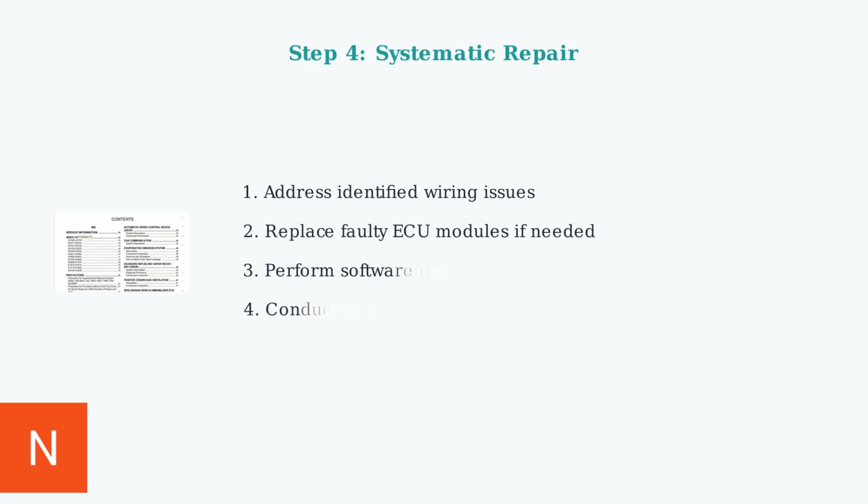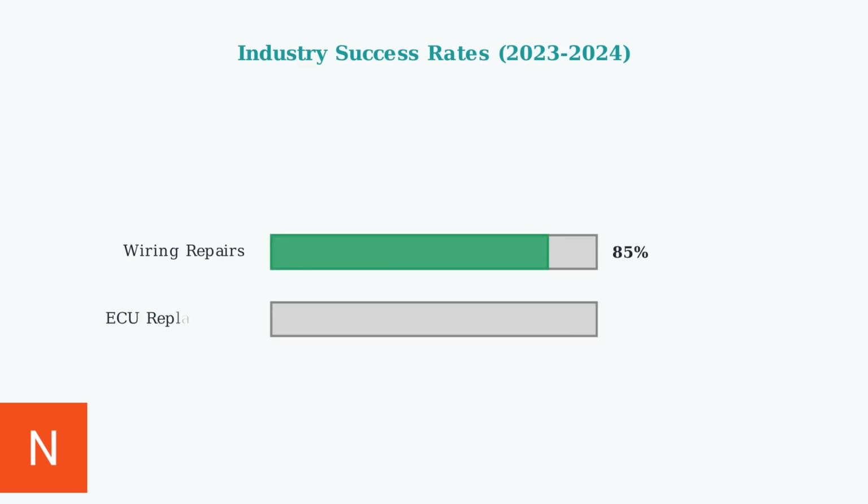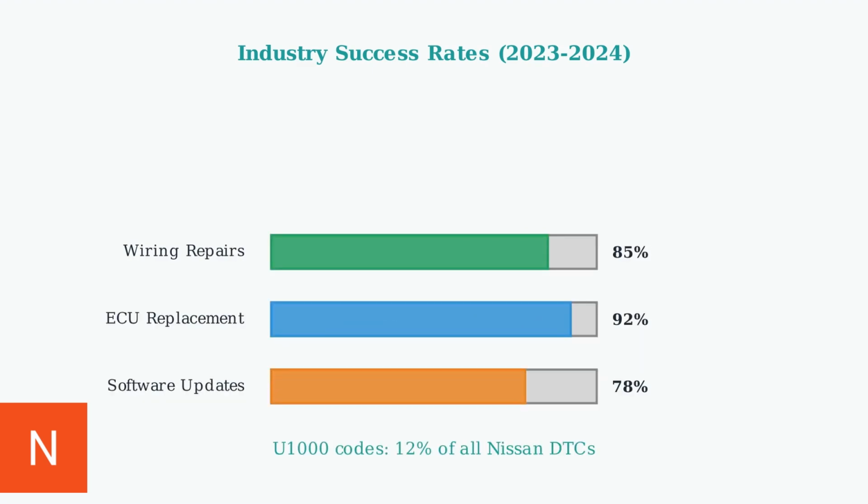The repair process follows a systematic approach. Address identified issues, perform necessary software updates, and conduct comprehensive system testing to ensure proper communication is restored. Industry statistics from 2023 to 2024 show that U1000 codes represent 12% of all Nissan diagnostic trouble codes. Repair success rates vary by approach. Wiring repairs achieve 85% first-time fix rate, ECU replacement has 92% success, and software updates resolve issues 78% of the time.